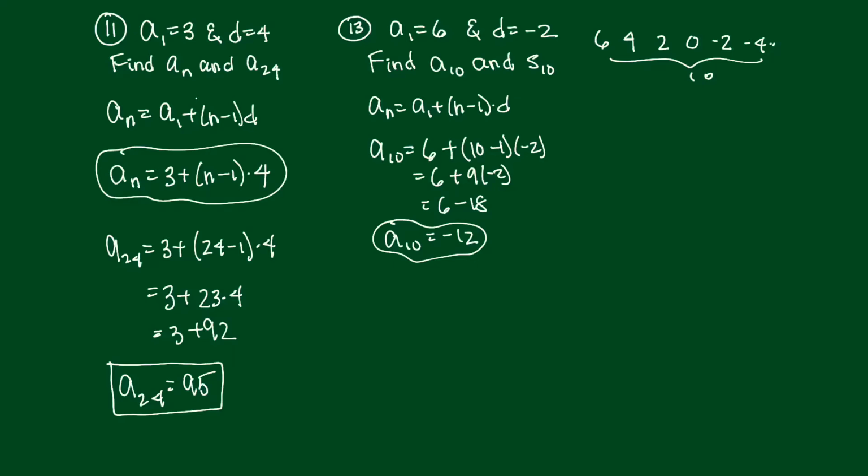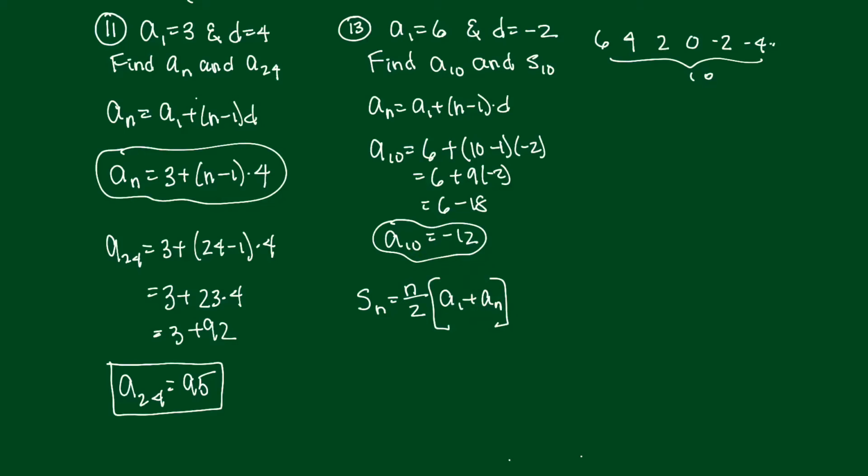I like to write a formula when I've got one. It's this: S sub n is n over 2. Now, I've got two formulas for this. I'm going to choose to write it this way: a1 plus an. I'm going to use that one because I know n, that's going to be 10. But I also have the first term, which is 6, and I do have the 10th term because we just found it. So I'll use this formula right here.